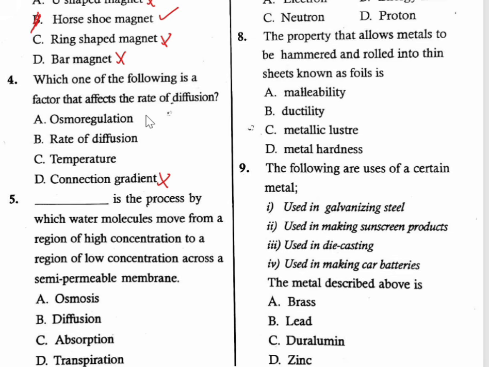We have osmoregulation. That is not true. It is a biological process controlling water balance, and therefore it does not affect the rate of diffusion. Here we have the rate of diffusion. This is the outcome, not a factor. And therefore, the correct option is C. Temperature is one of the factors which affect the rate of diffusion. And how does it affect? Higher temperature increases the kinetic energy, making particles move faster, and therefore increases the rate of diffusion. We continue to question number 5.